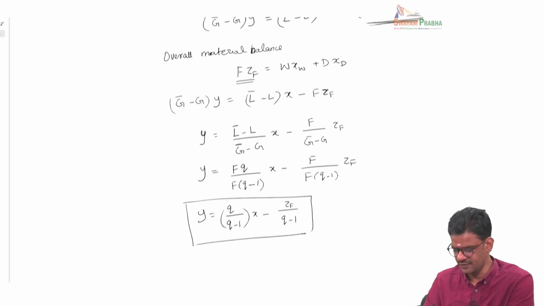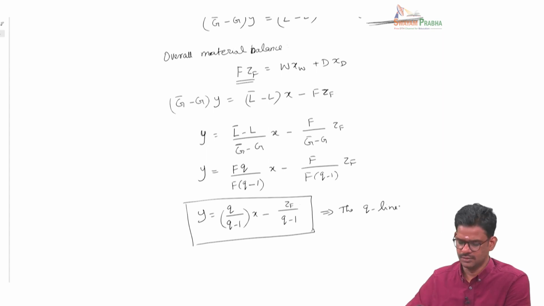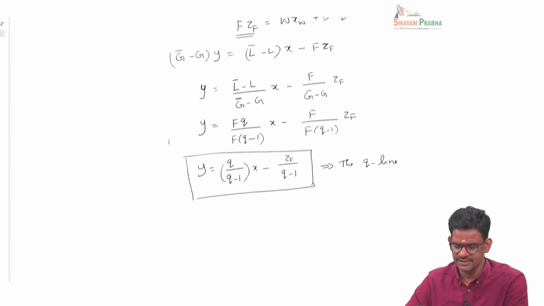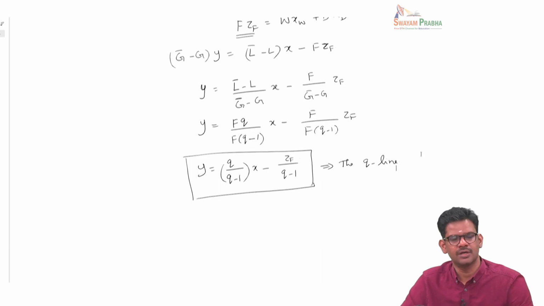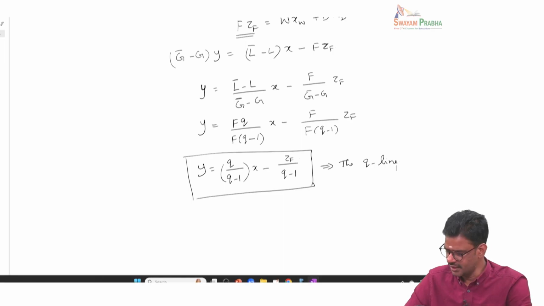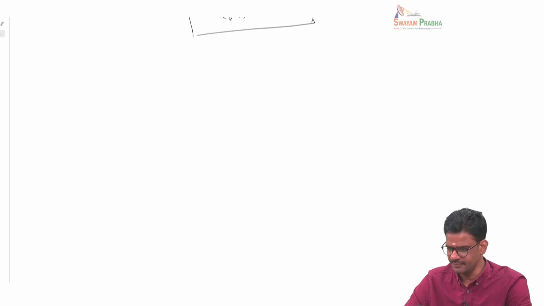So this is something that we denote as the q line. So the q line is nothing but the set of points at which the two operating lines will intersect, and we have obtained this by simultaneously solving the two operating lines corresponding to the exhausting and enriching lines. Now if you look at this equation, we can actually even see how it will be represented in the equilibrium diagram.